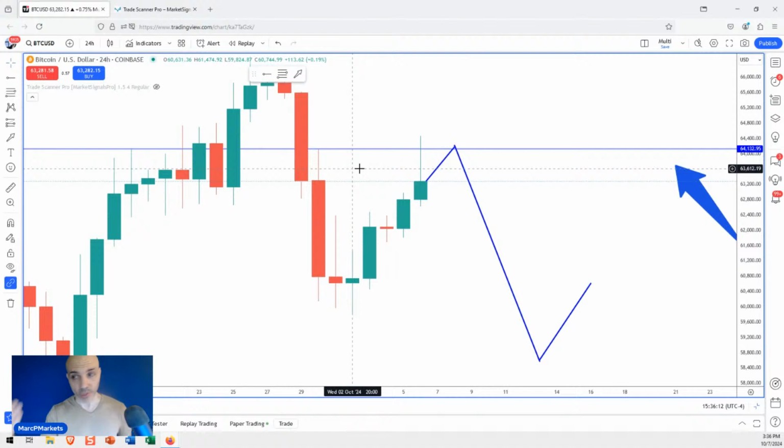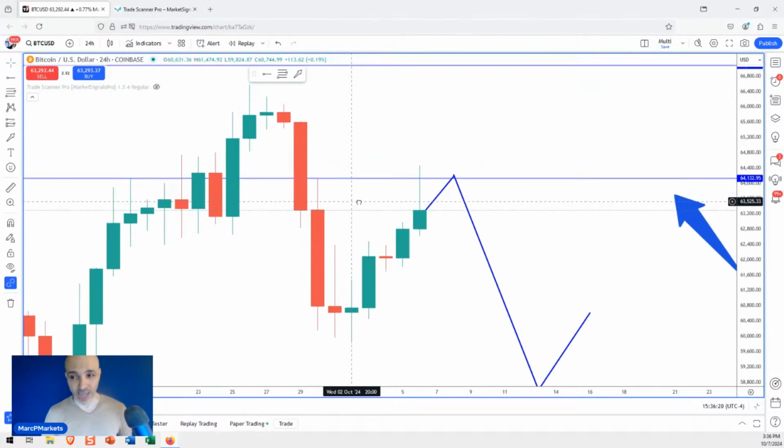And by the way, these concepts, I use Bitcoin all the time because I just like to use it. It has a lot of great examples. You can apply this to any market. You can apply it to a stock, Forex pair. The concept is the same. We're talking about support and resistance levels. We're talking about price structure and price action. No matter what market you look at, it's the same.